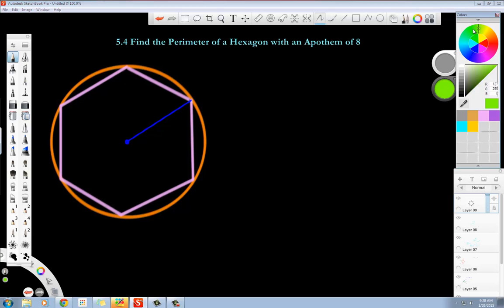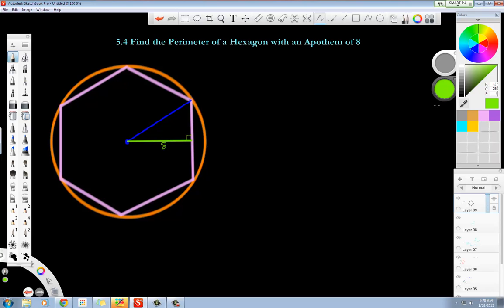Now let me show you what an apothem is. Apothems go from the center and they bisect the side. They cut it in half, forming a right angle right there. And our apothem on this hexagon is 8 units long. So that right there is 8 units long.